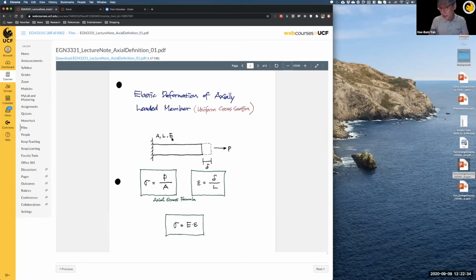You did the test in the lab, right? Yes. So then E is a material property. So if we have a rubber, if we have a steel, which one is larger? E. Larger E.